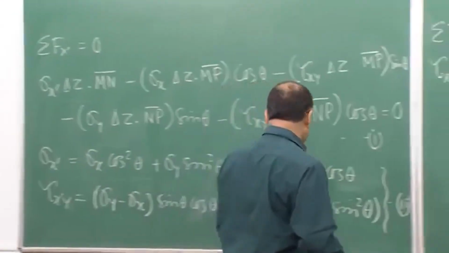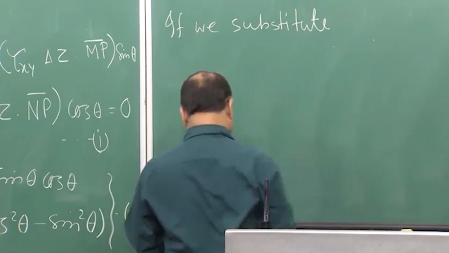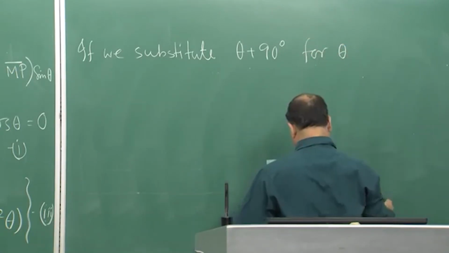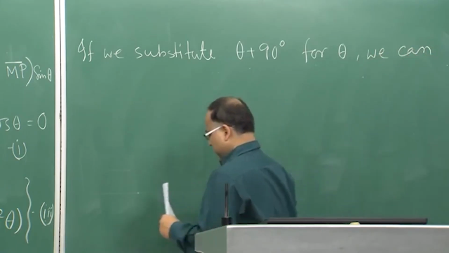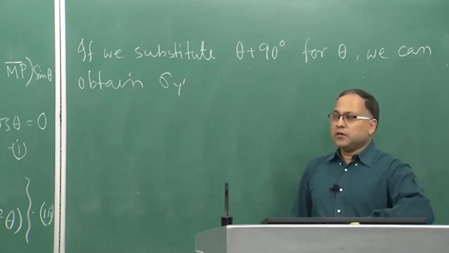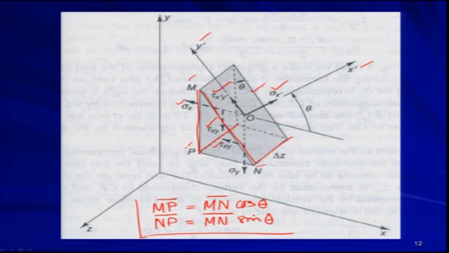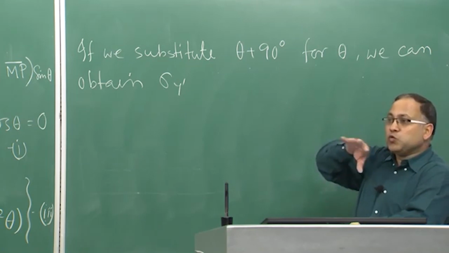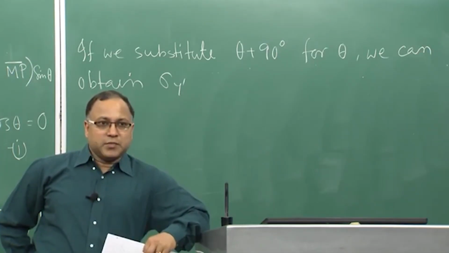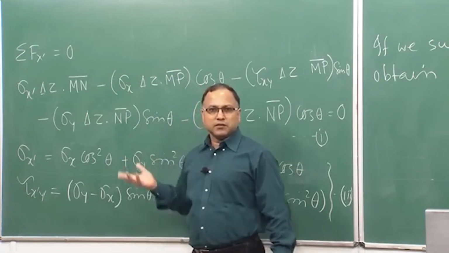So, how to obtain that? If we substitute theta plus 90 degree for theta, we can obtain sigma y prime. In this figure, in place of theta we are just putting theta plus 90 degree, because we are rotating the axis. So, x prime will take the position of y prime and y prime will go to the position of negative x prime. In this process you will get sigma y prime by simply putting theta plus 90 degree in place of theta, isn't it? That is simple geometry actually.